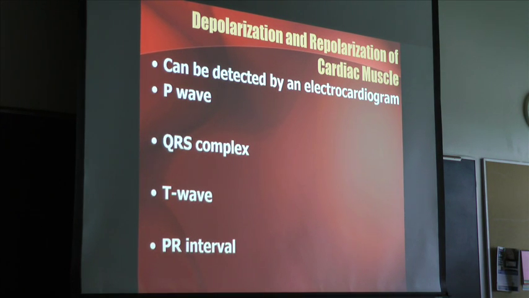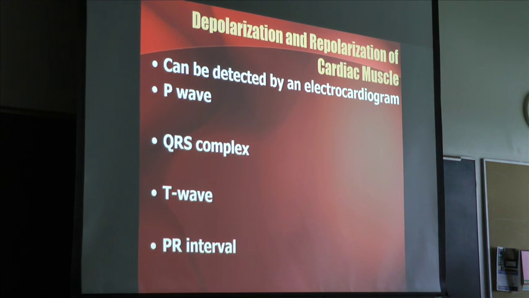All right, and then depolarization and repolarization of cardiac muscle can be detected by an electrocardiogram. And we call it EKG. It's supposed to be ECG. I guess an electrocardiogram started out as a German word, and it was spelled with a K. So in English, we spell it with a C, but we still say EKG. Sometimes you'll hear ECG at the hospital, most of the time EKG.